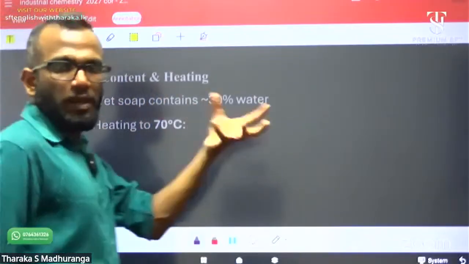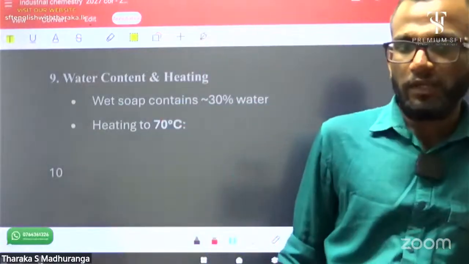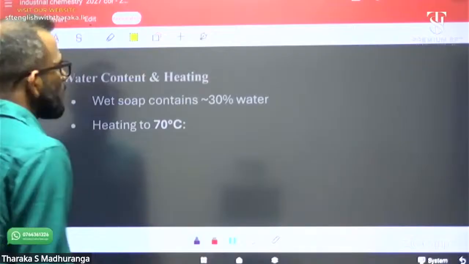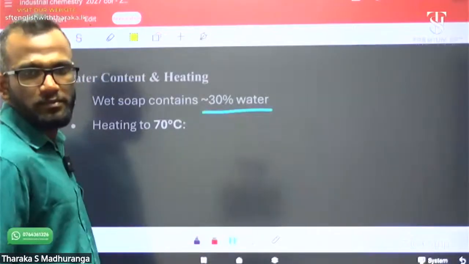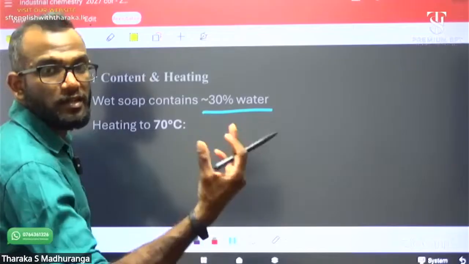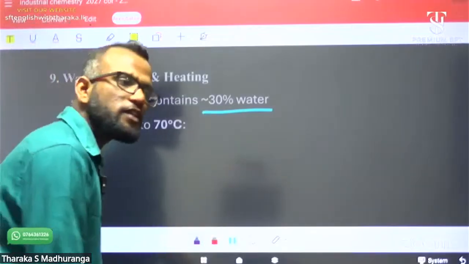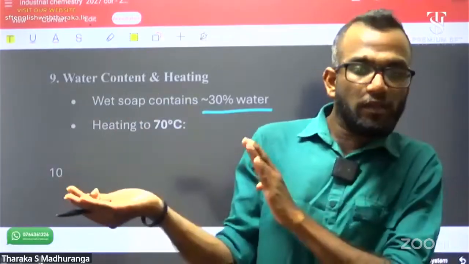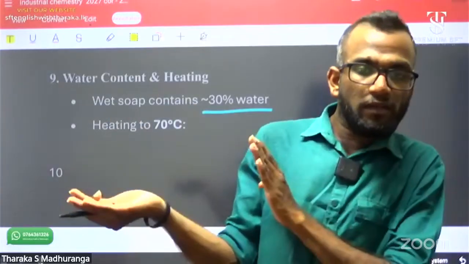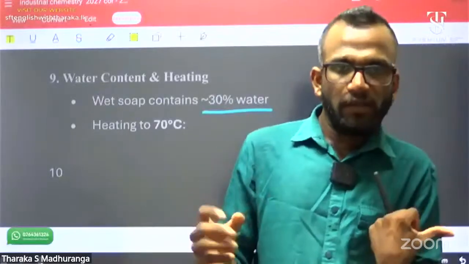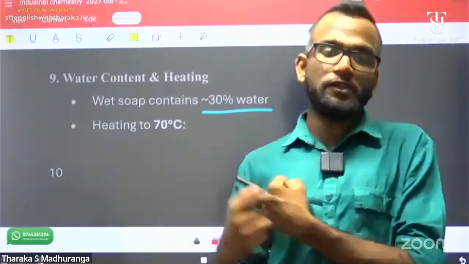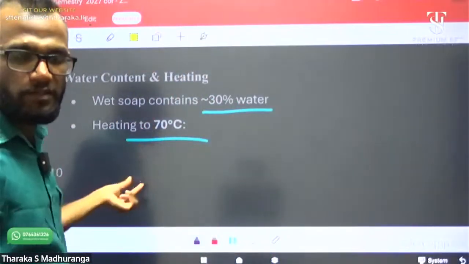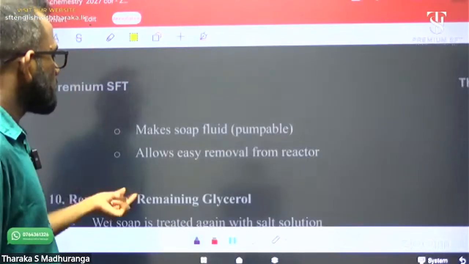Okay, the remaining water amount. After separation, the soap contains 30% of water. Normally, in the separation process, the glycerol and water can be removed. After separation, it contains 30% of water. Therefore, we can heat up to 70 degrees Celsius and evaporate.